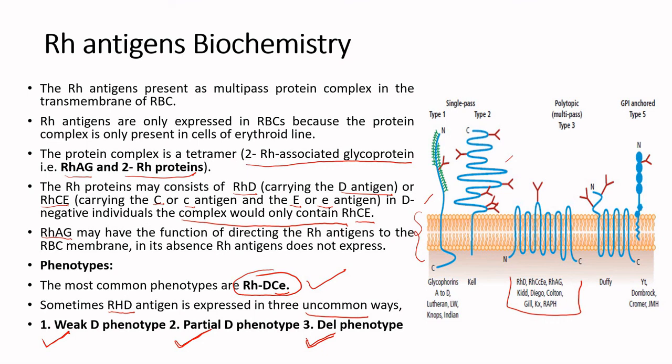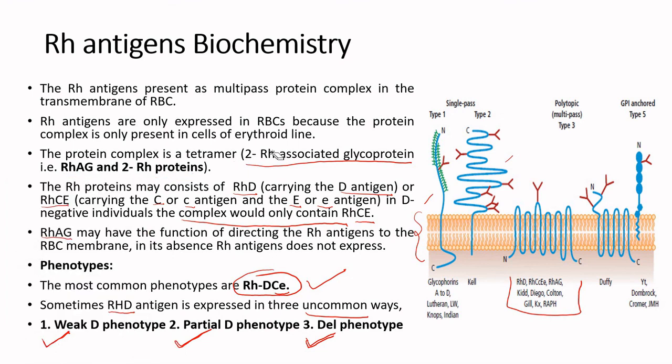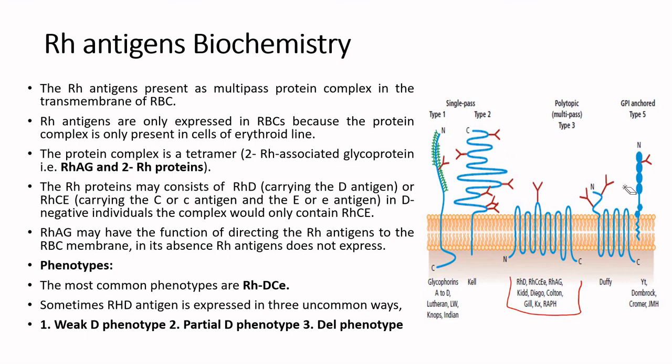This is about your Rh antigen biochemistry. What are the different proteins associated with this RHD antigen and their respective phenotypes that we have seen. Now this particular Rh biochemistry, we will see how this biochemistry can be understood in terms of protein structure.